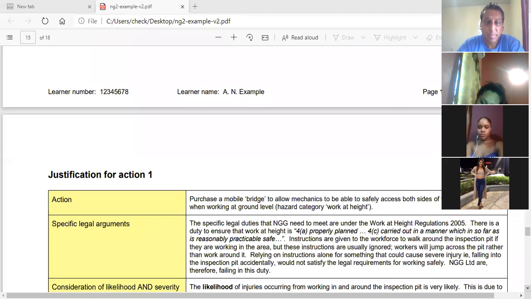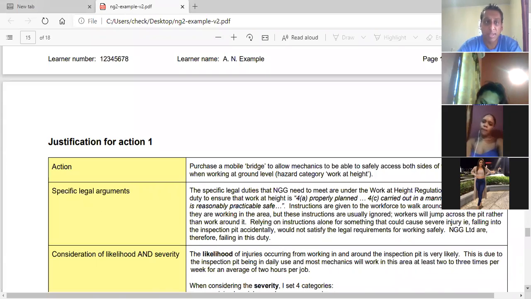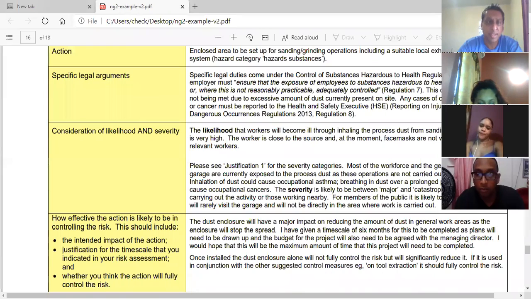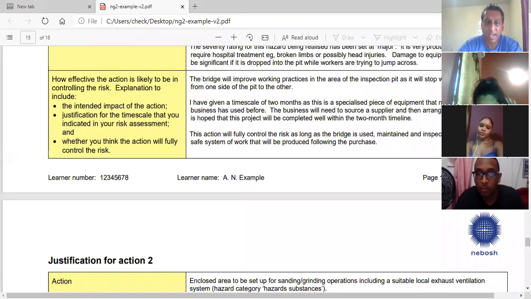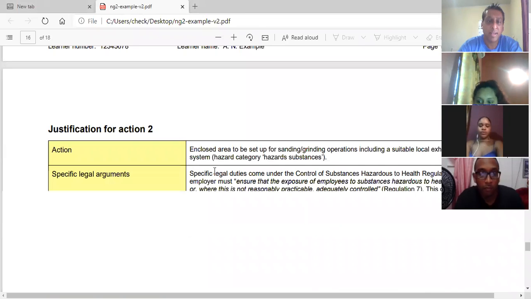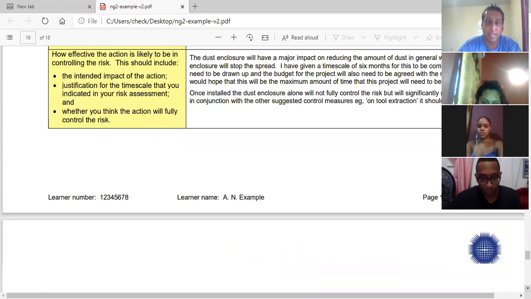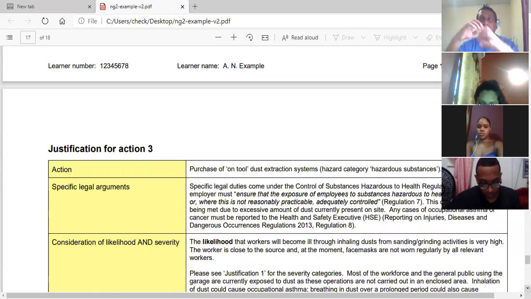Yeah, so that's justification for action one. That's good. I'm going to just appreciate the format a bit. So after that is finished, hopefully I didn't go too far there. You see justification for action two. Here they have an enclosed area to be set up for sanding, grinding operations, including a suitable local exhaust ventilation system. So this is an action that they chose, and they chose it from hazardous substances. And again, you fill out according to what the left-hand column has here, right? And then as you go down, you're going to see justification for action 3, right? So again, that's just in terms of the format.